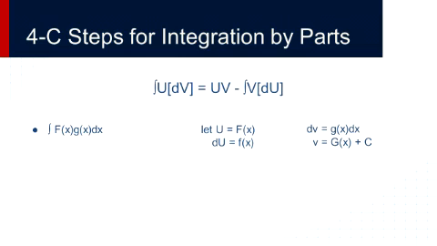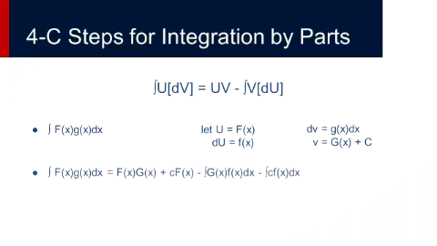Remember that constant. And so now we just plug in. We plug into the integration by parts rule. And so after plugging in, we get f of x times g of x plus c times f of x minus integral g of x times smaller f of x dx minus integral c f of x dx. And notice that if we take the integral of c of f of x dx, the c's will just cancel out. And so what we have left is f of x times g of x minus integral g of x times smaller f of x dx.